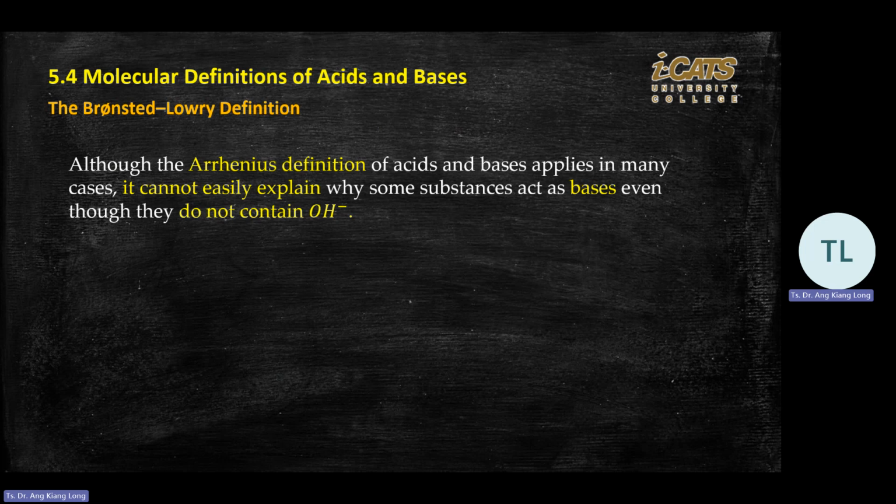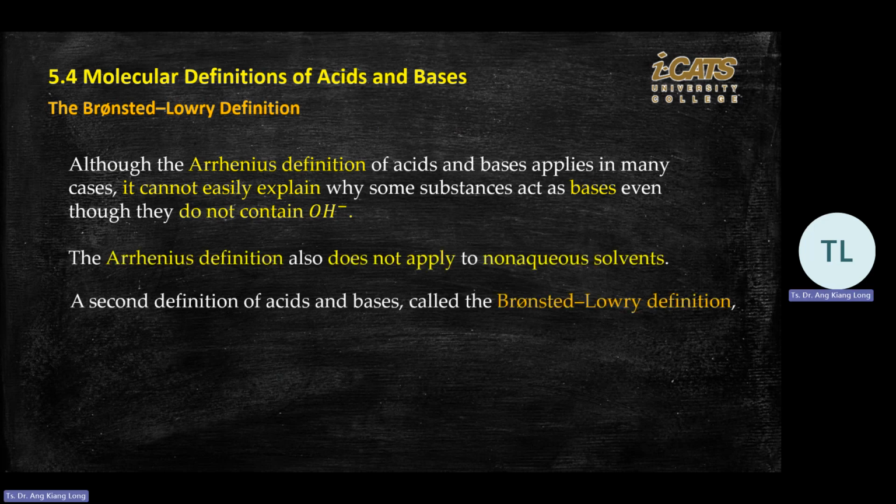But for some elements, in the equation, I cannot find H positive, I cannot find OH negative, but somehow it is an acid, or somehow it's an alkali. We use the BL definition. Let's say in the question, he asks you to use the Arrhenius definition and the BL definition. You need to give two. Arrhenius definition has a limitation: it does not apply to non-aqueous solvent. It means it only applies to aqueous solvent.